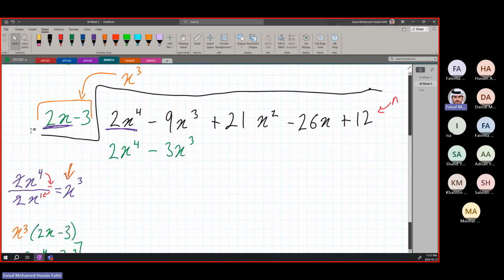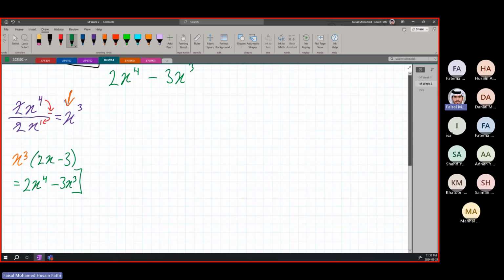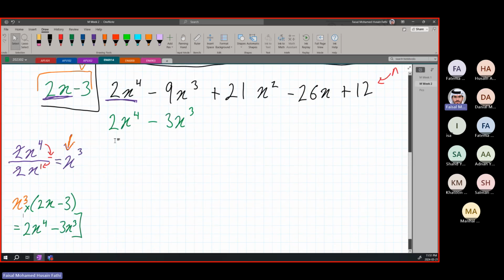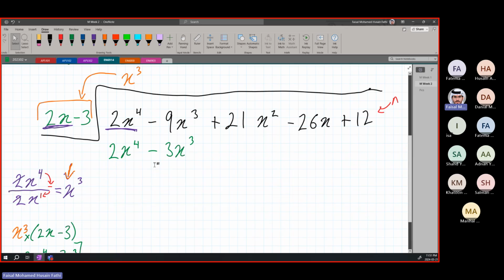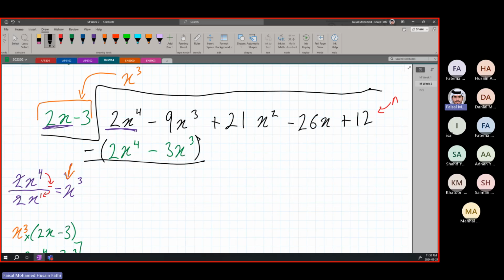This x cubed, you multiply it in the entire expression. And the answer you get from multiplying x cubed into this entire expression, you put it underneath, and this is the entire process you're going to be repeating. Now, to move on, you're going to subtract this entire expression, just like you do normal division, but in this case with variables. For 2x power 4 minus 2x power 4, what do you get? 0.